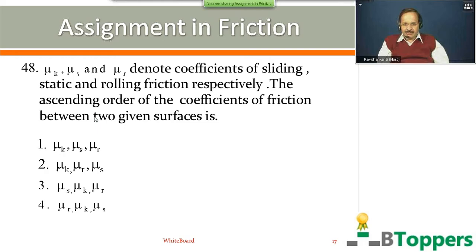You are given four options. First option mu K, mu S, mu R. Second option mu K, mu R, mu S. Third option mu S, mu K, mu R. Fourth option mu R, mu K, mu S.